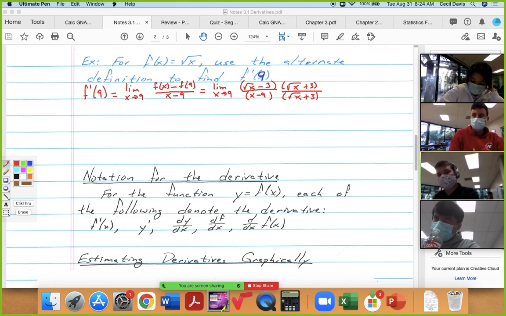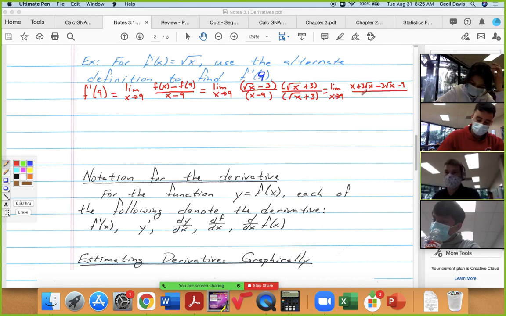The reason that we do that is it's going to get rid of all the square roots in the numerator. Because when I distribute, I'm going to have the limit as x approaches 9 of the square root of x times the square root of x is x. The square root of x times 3 is 3 square root of x. Now distributing the negative 3, I have negative 3 times the square root of x is negative 3 square root of x. And the negative 3 times positive 3 is negative 9.